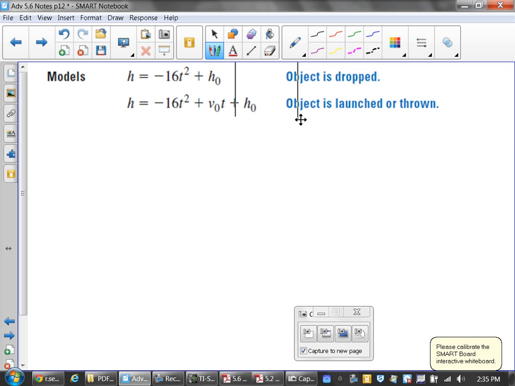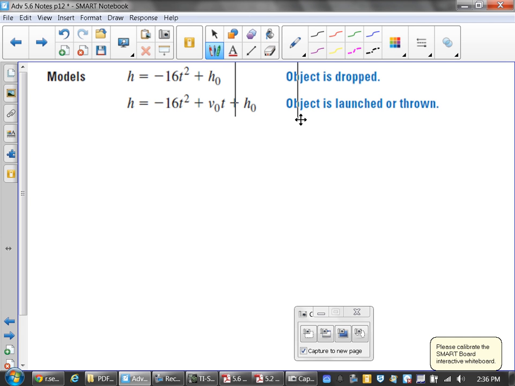The 2 models we're talking about here are an object dropping and an object with velocity. I don't have any problems for you guys tonight that have just the object being dropped. The velocity ones are basically, you're either going to have an upward velocity, a downward velocity, or a horizontal velocity. It's going to be given to you, okay?